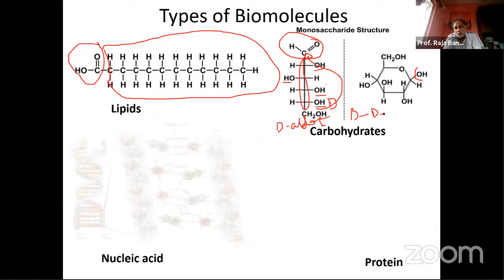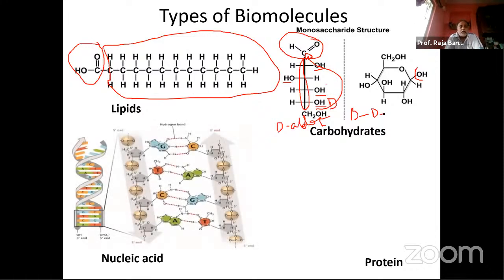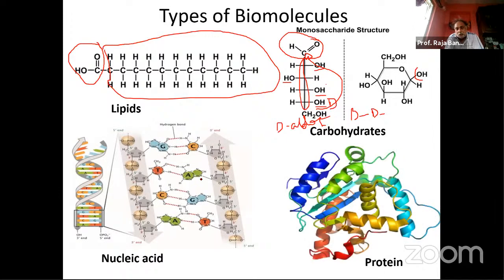And then we come to the next one. This is the nucleic acid, and nucleic acids are constituted of the bases, that is the A, T, G, C bases. There are the sugar moieties, and the sugars are of two types, ribose and deoxyribose, and then they are connected with the phosphate through phosphodiester linkages. So this is called the nucleotide. And last but not least are the proteins.